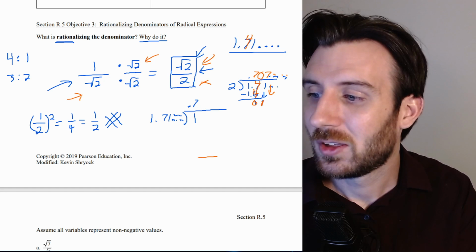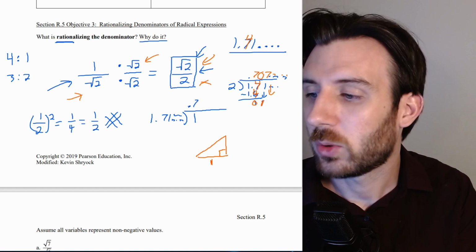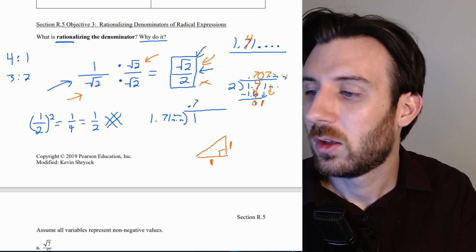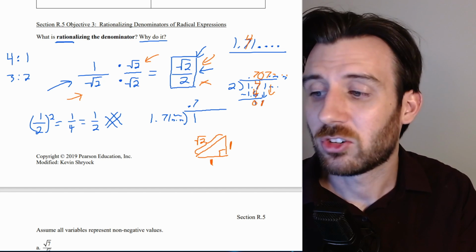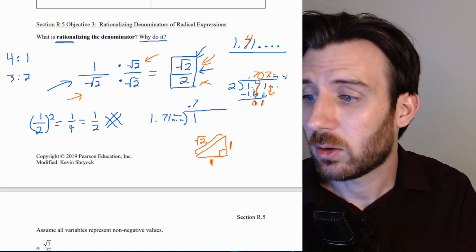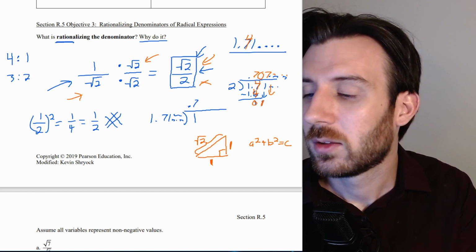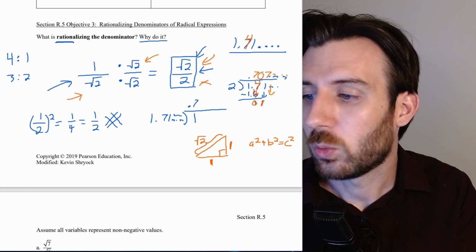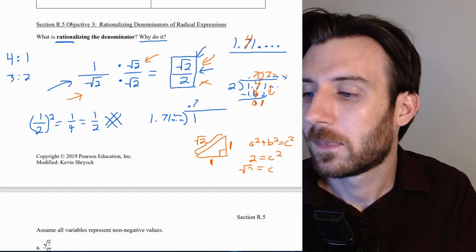Square root of 2 is literally the length of the hypotenuse of a right triangle that's made the simplest way: a side length of 1 and a side length of 1. This would be a square root of 2, that side length right there. You can check that because you know the Pythagorean theorem by now. A squared plus b squared equals c squared gets you, in this case, 1 squared plus 1 squared is 2 equals c squared, so c has to be the square root of 2.